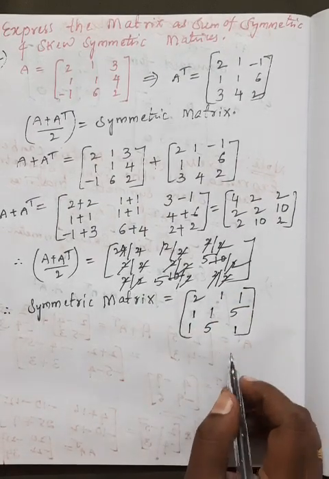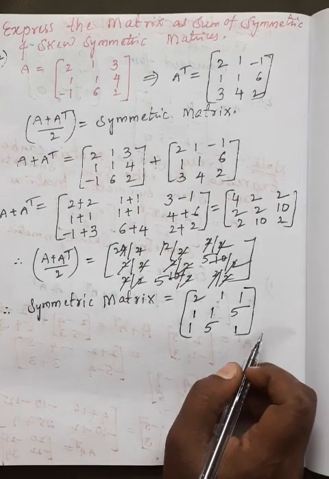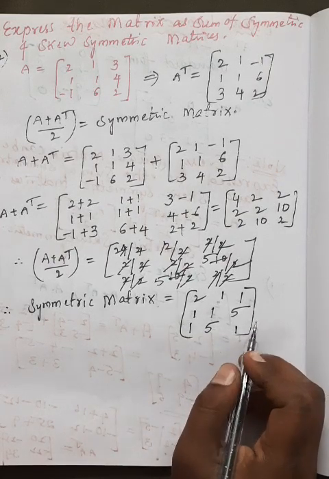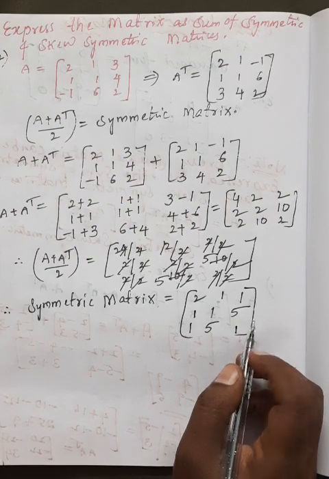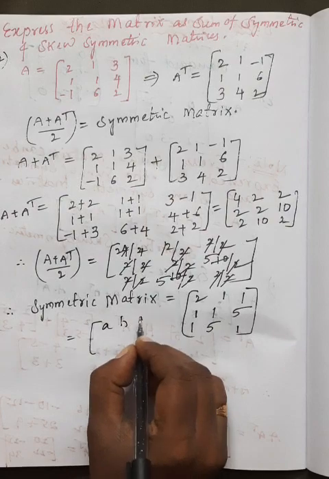Now the given question is in the form of a symmetric matrix. So here you can check once whether it is symmetric or not. Every symmetric matrix is of the standard form A, H, G; H, B, F; G, F, C.